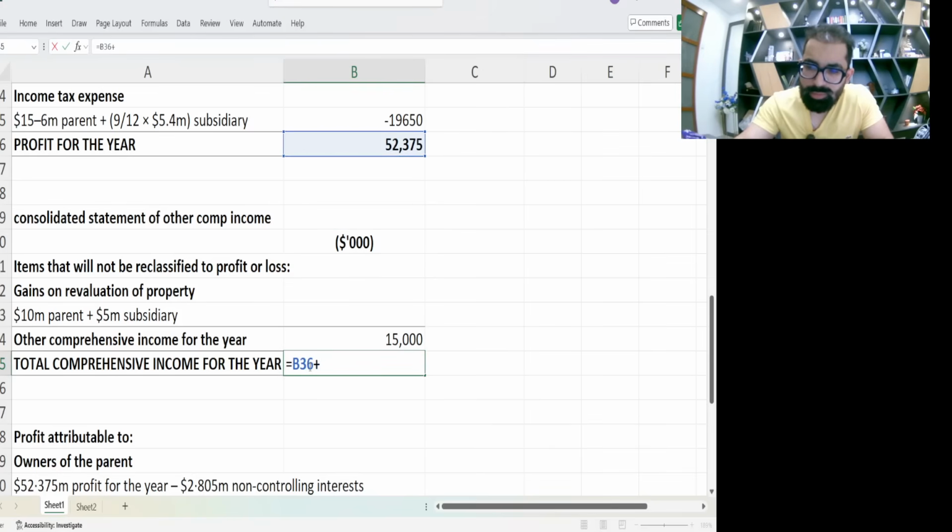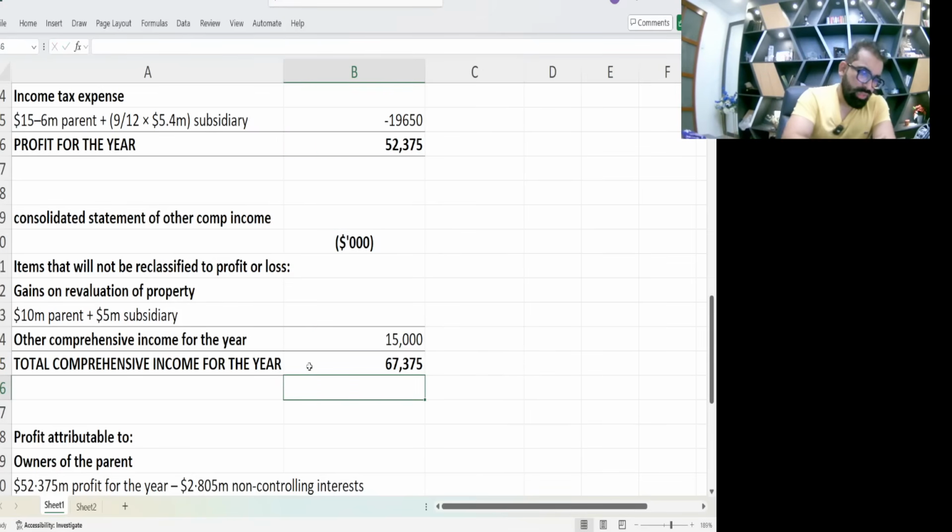This plus 6735, 67375. Okay, still we have done the big job. So we have calculated profit using simple adding together, and then we did OCI using simple adding together.